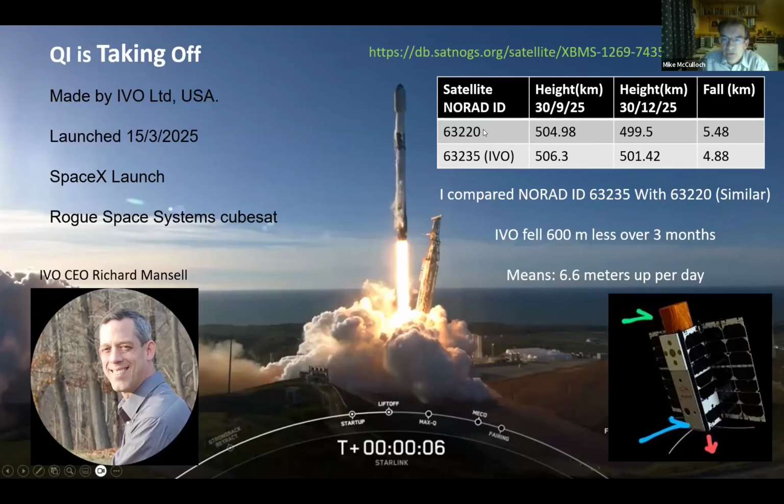Yeah. So, and then I've chosen a satellite that was launched on the same rocket and has an identical shape, or a very similar shape. This one, NORAD ID 63220, and it started off at 504 in September and ended up at 499.5. So what that means is that the IVOSat fell 600 meters less over 3 months. So it means 6.6 meters up per day. So compared to the control, it was thrusting 6.6 meters up per day.